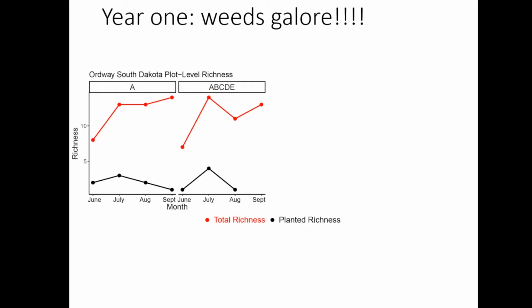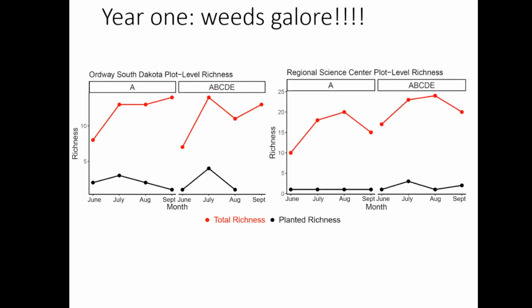Then I have the month that we collected data observations, split up by the total richness, the total number of species that established within a plot, versus the planted species. So what species established that we planted? As you can see, it's primarily weeds. We did have things establish, but it wasn't what we planted. And spoiler alert, we saw similar trends in our Minnesota plots as well.